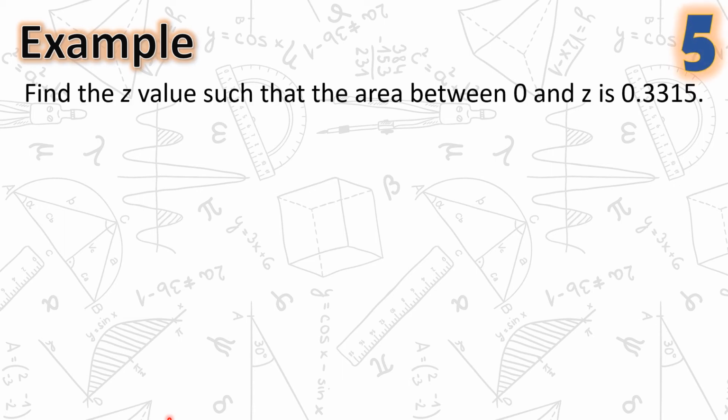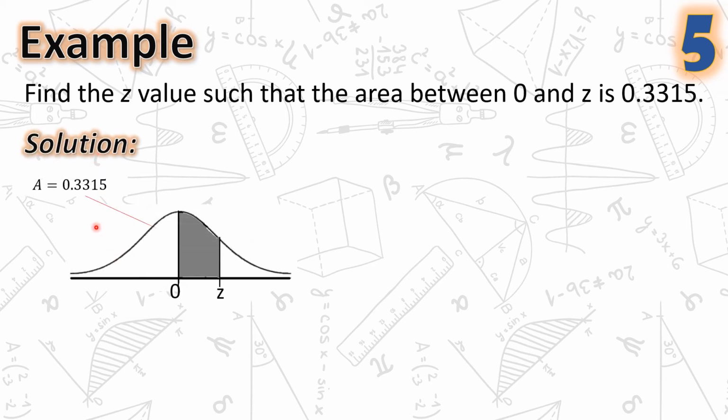In some cases, we are given the area under the standard normal distribution curve, and what we're going to find is the value of z. Let us have example number 5. Find the z value such that the area between 0 and z is 0.3315. For our solution, let us draw the figure showing the area equal to 0.3315, and that is between 0 and z. By that, we mean z is to the right of 0. So we have between 0 and z.